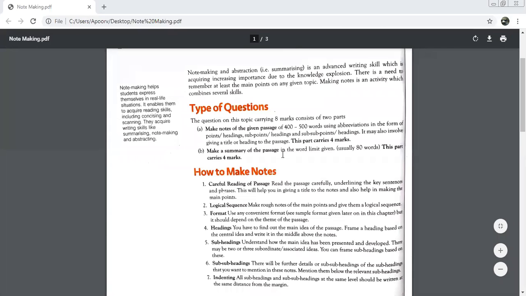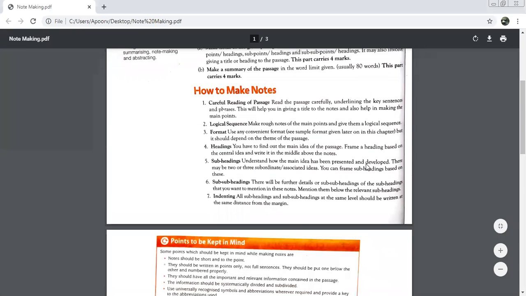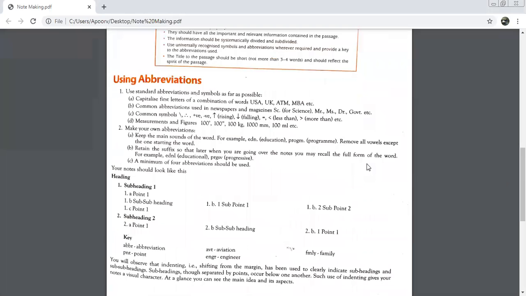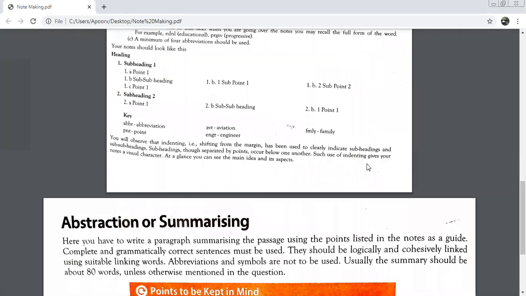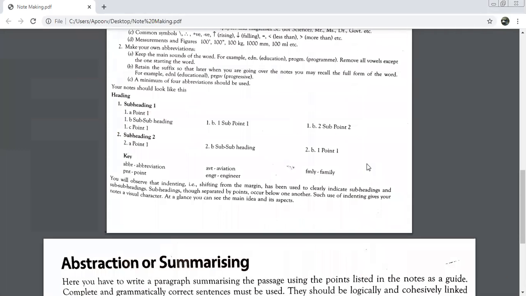You remember? I told you this is an old book, so we are not going for this. You remember what keys and abbreviations are, and all I had discussed? Yes, ma'am. Indentation. Good. Now see, we will study indentation today: how to number. I have already discussed with you writing a summary.